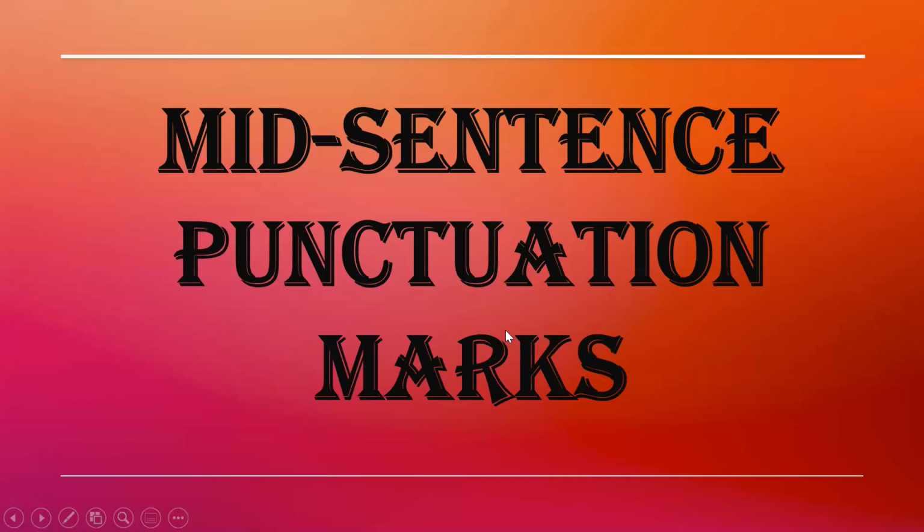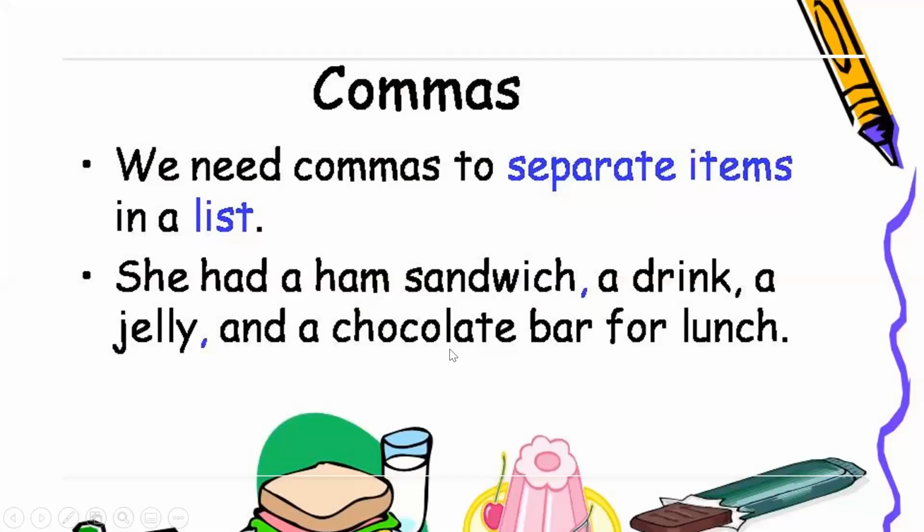So now we come to the mid-sentence punctuation marks. Certain punctuation marks are required to be used within a sentence. In between a sentence, you need to put certain punctuation marks. Those are referred to as mid-sentence punctuation marks. The main ones are the comma, which is the most important, then the semicolon, and then the colon. We most commonly use a comma as a mid-sentence punctuation mark.